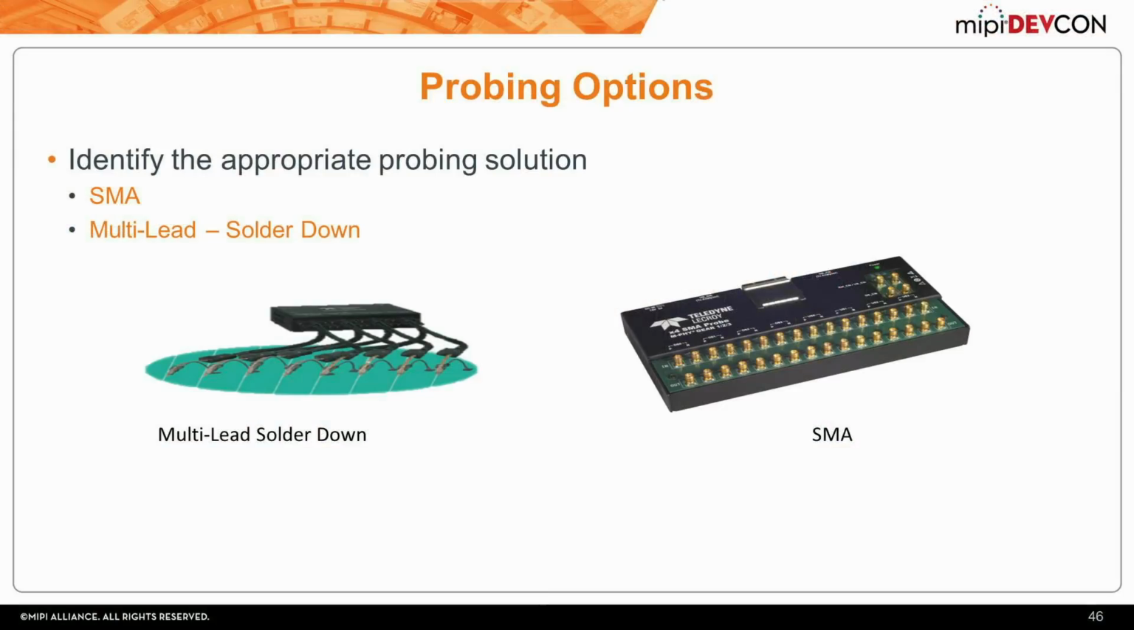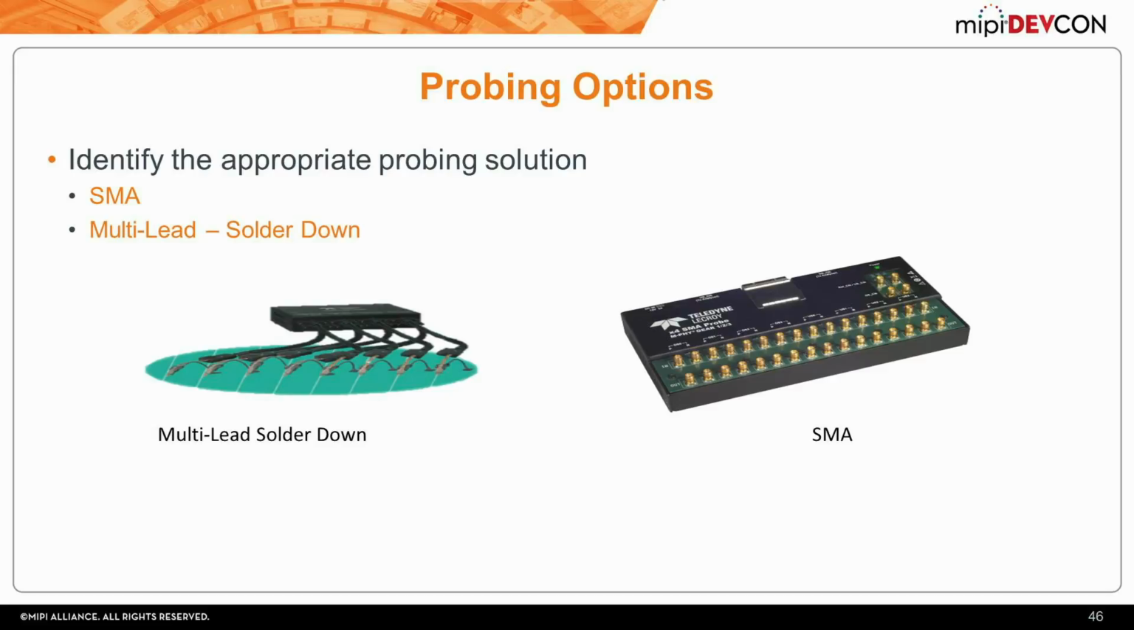Then try and use the right probe. So if you're using a protocol analyzer, it's more than likely you're going to have to use a solder down probe at some point, especially on a production or a late prototype. So this would allow you to connect directly to the link. And remember, you have to do that in both directions.